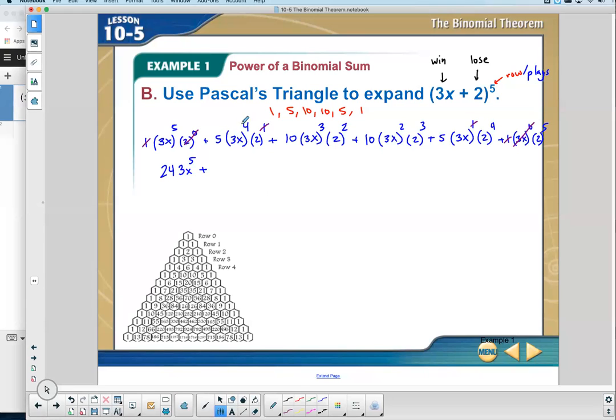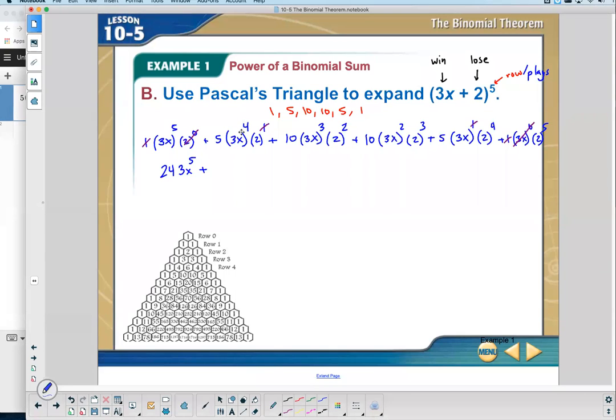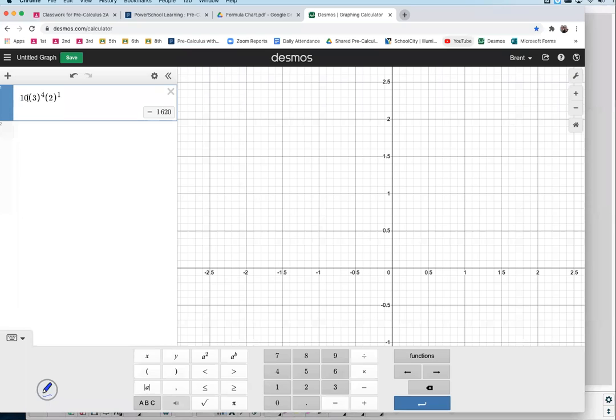It's going to be 5 times 3 to the 4th. Now I'm going to have an x to the 4th, 2 to the 1st. So I'll go 5 in the front, 3 to the 4th power, 2 to the 1st power. So again, there's 5 total plays. 4 times we win, 1 time we lose. That's 810. This number is 810 x to the 4th. And then I go on to the next. What I'm about to type in is 10, 3 cubed, 2 squared, which is 1080.